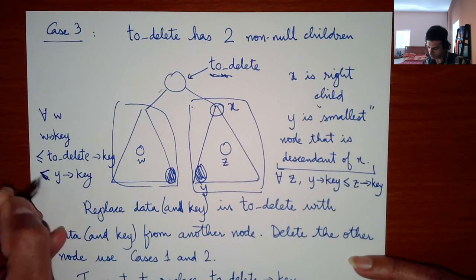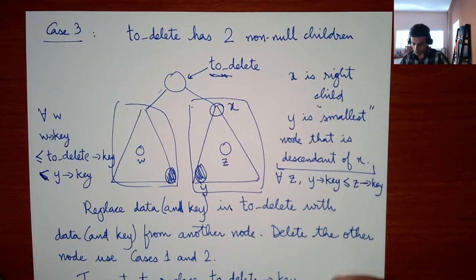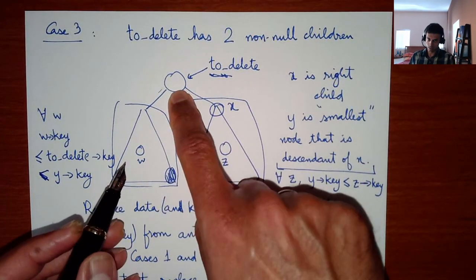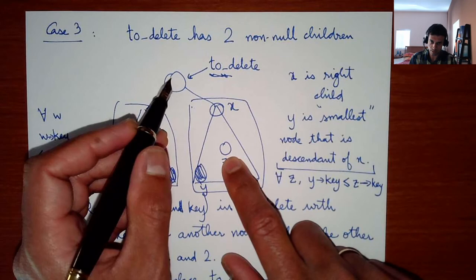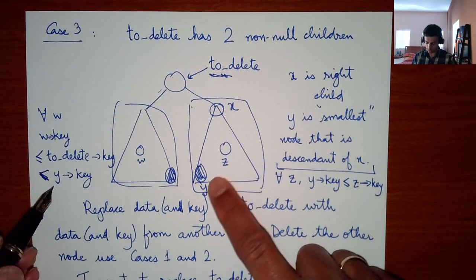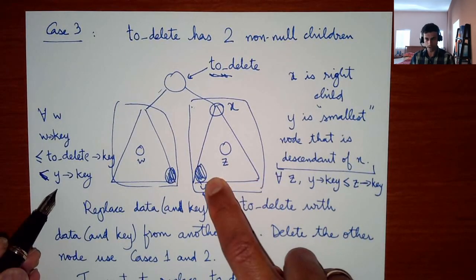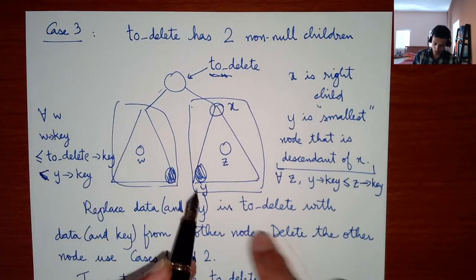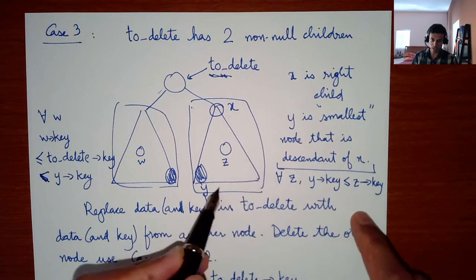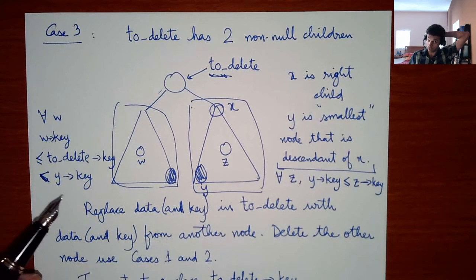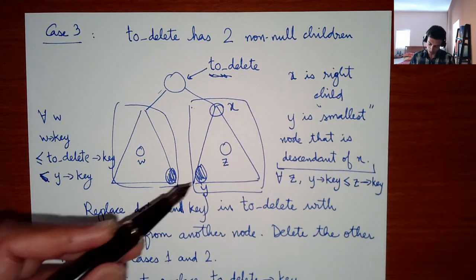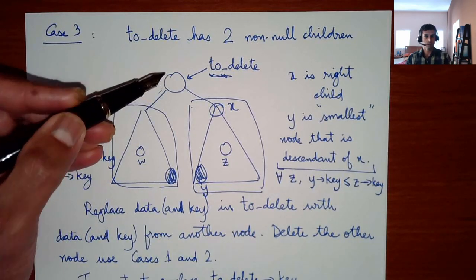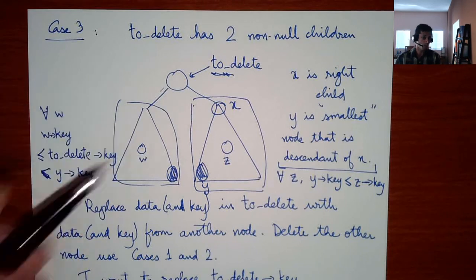Actually, this is a strict inequality. So all the keys here are less than the key there, and any key over here is greater than that key. Therefore, the key of Y is more than the key of W for any W in here. But the key of Y is also less than all the keys in here. That's by choice, by construction, if you can find that key. And so if you swap Y's data over there, then you'd be safe. And then you can delete Y instead.